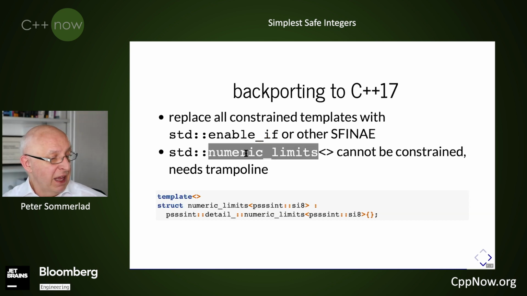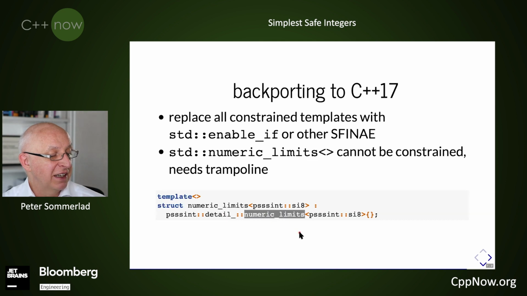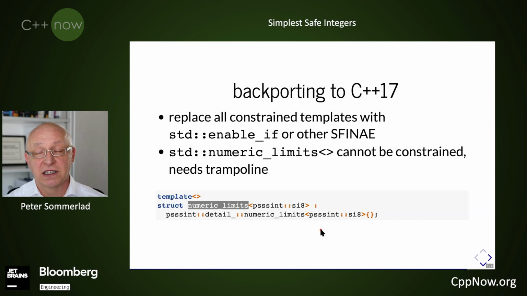The one thing that cannot happen is that you cannot partially specialize numeric limits. So we have to specialize numeric limits for each individual type that we get. But that's possible by inheriting from a trampoline where we define our numeric limits like we used to specialize it in general. So we only have the single constrained partial specialization of numeric limits and delegate the 8 different specializations for our 8 different special integer types to that partial specialization of the non-related numeric limits type.